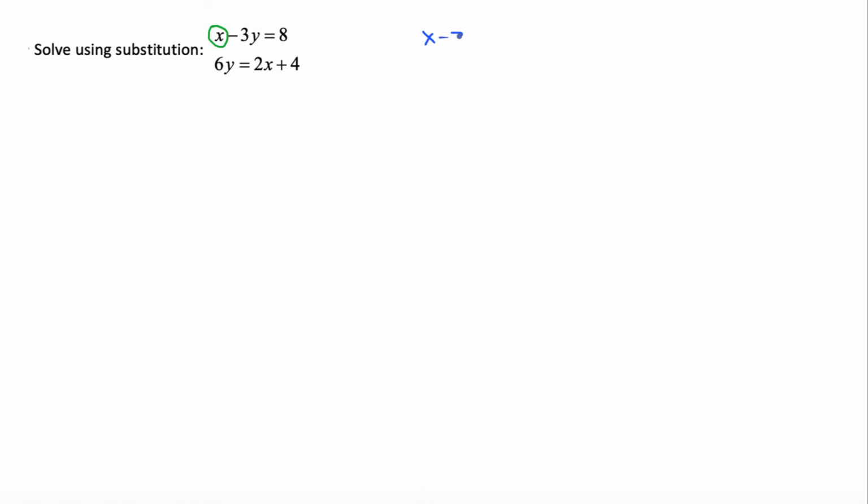So if x minus 3y is equal to 8, we can certainly just add the 3y to both sides. Okay. So that will cancel out the 3y's, which does mean we get x by itself. So x equals 3y plus 8.